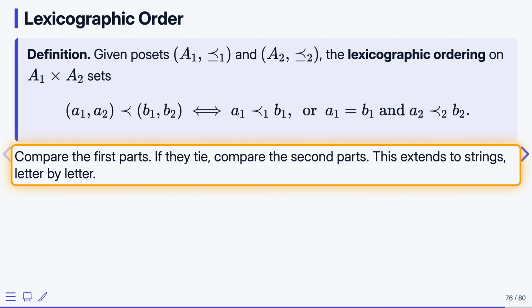So the recipe is simple. Compare the first parts first. If they tie, and only then, compare the second parts. This same idea extends to strings. Compare letter by letter from the left until the letters differ.